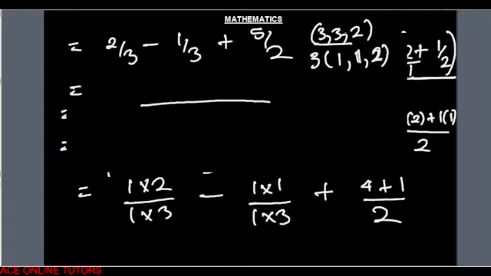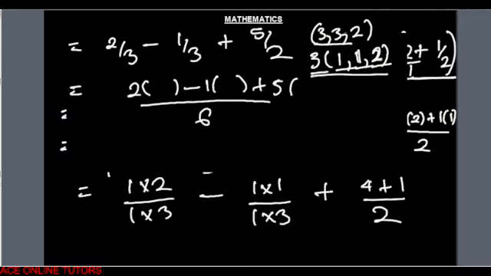So since there is no number that can divide again, then you just multiply everything. So the LCM will be 6. That will be 3 times 1 times 1 times 2. Now, you just do your 2. That's what is on top here. Then minus 1 is on top here. Then plus 5 is on top.